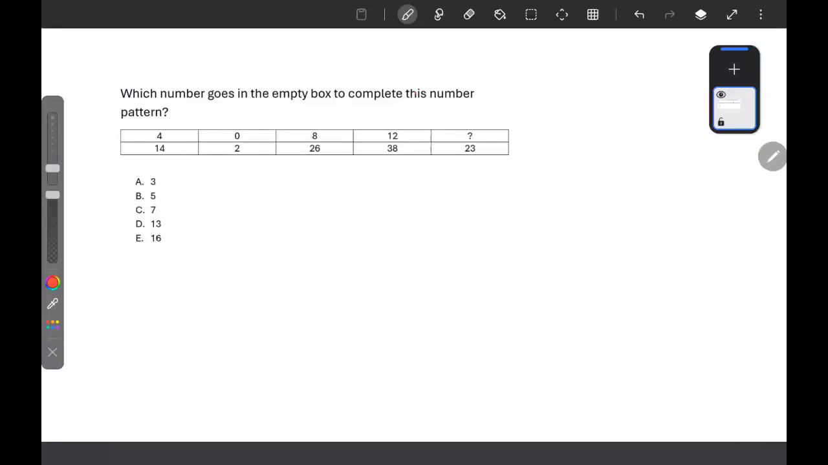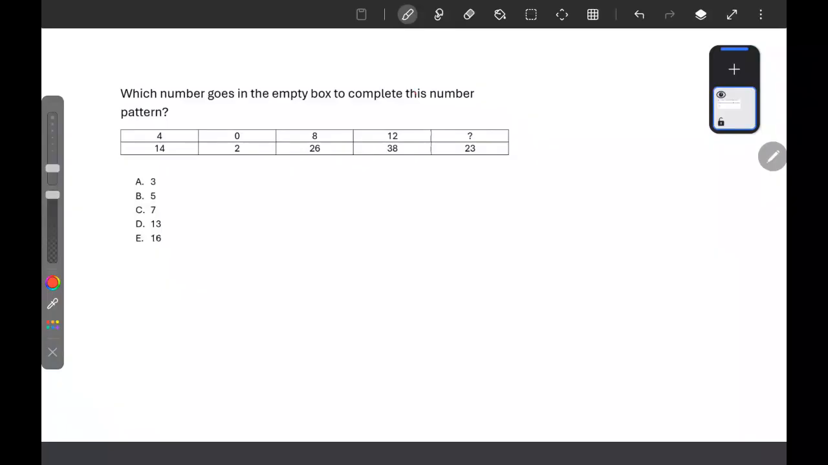Let's find the missing number in this pattern table. We have a top row and a bottom row. Look closely at how the numbers change from top to bottom. Pause the video now if you want to try to solve it before listening to the explanation.